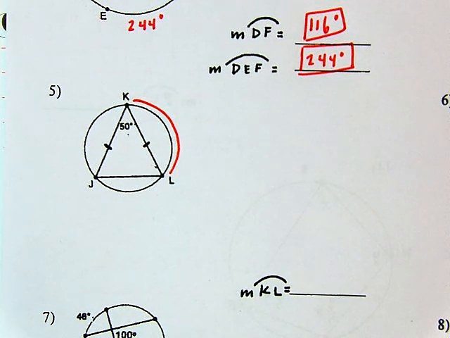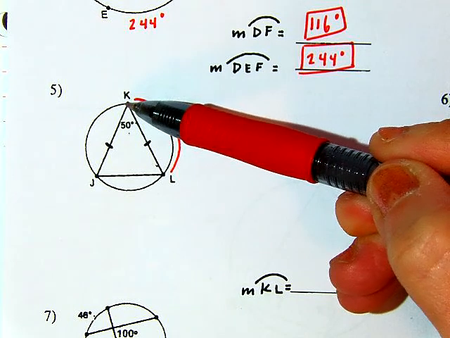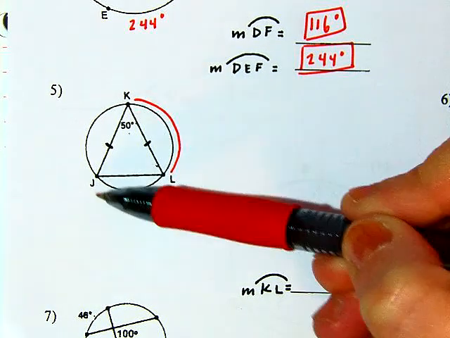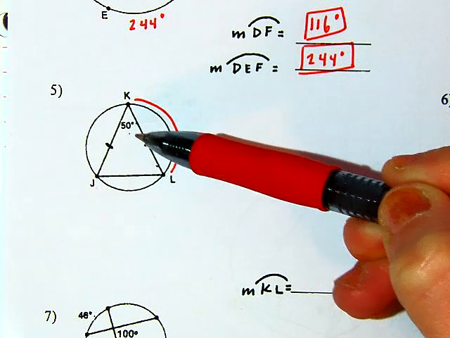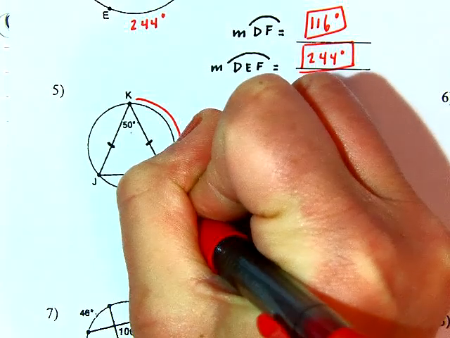So first method I could use is I could build off of the inscribed angle. So the vertex right here, right, it's on the circle. So the arc right here will be double the inscribed angle. So if I double the 50, I get 100 degrees right here.